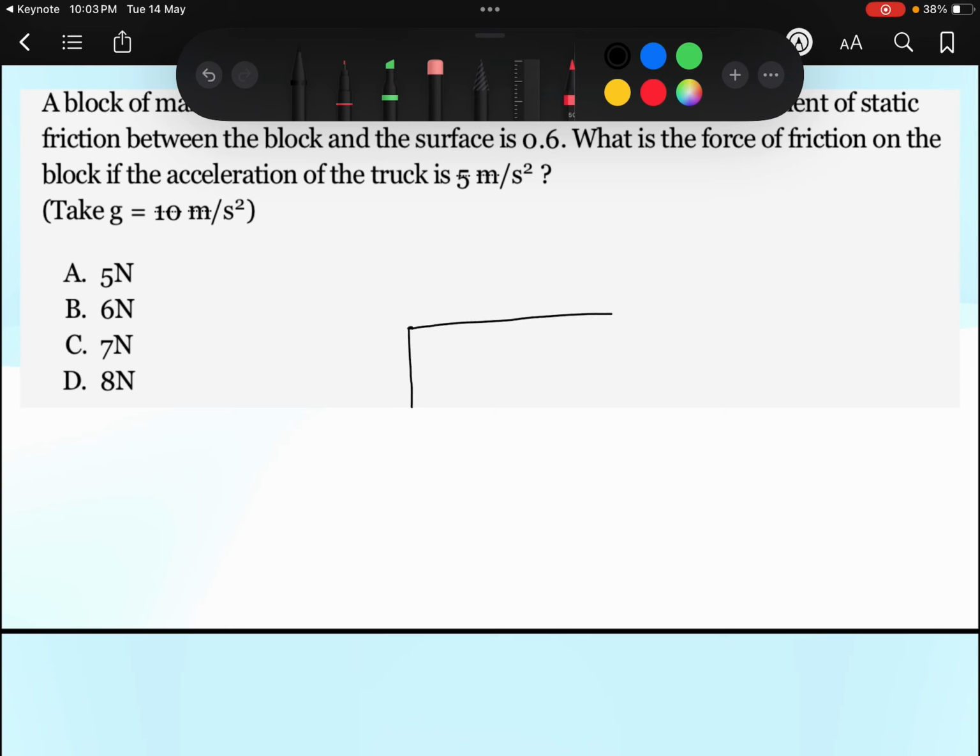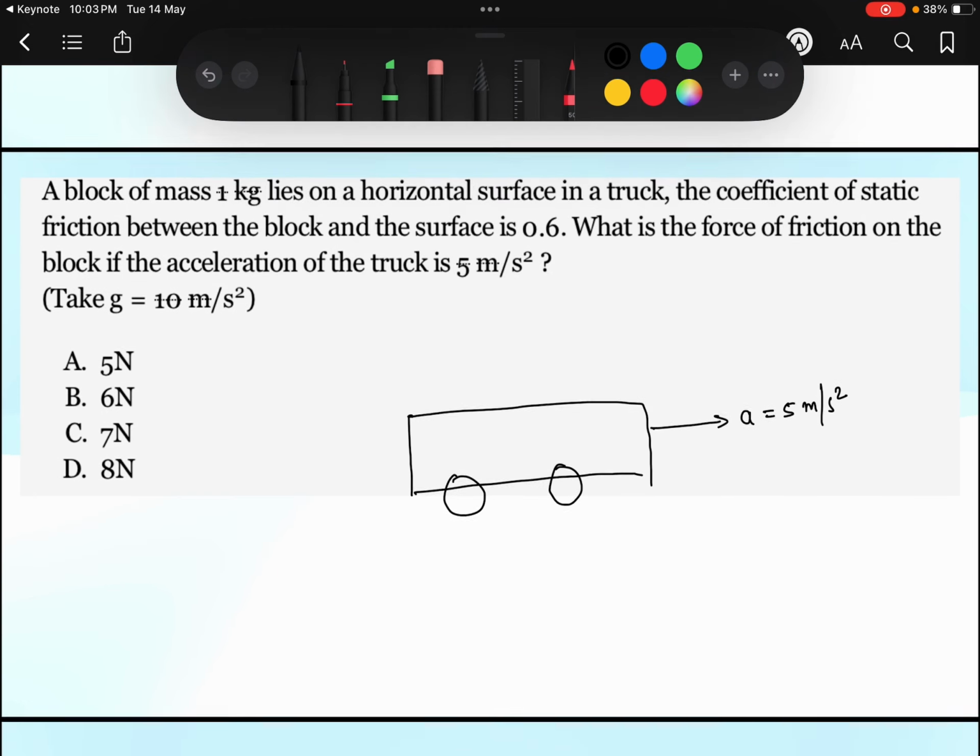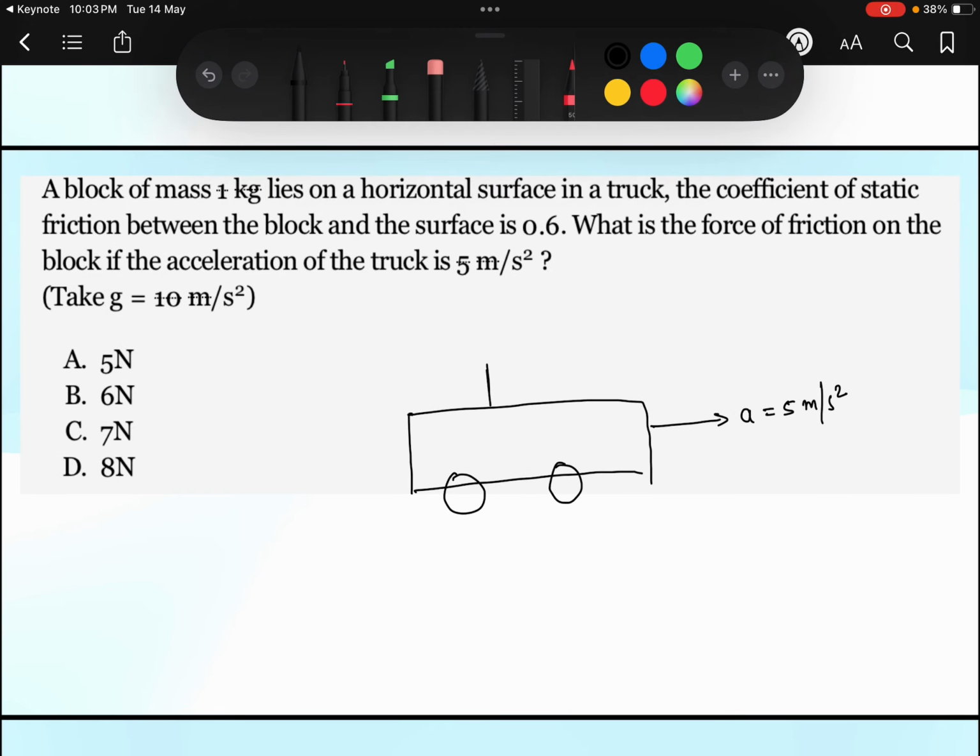If this is a truck, and it is moving in the forward direction with an acceleration a = 5 meter per second square, and there is a block of mass 1 kg that is placed on it, and the coefficient of friction between them is mu equal to 0.6.